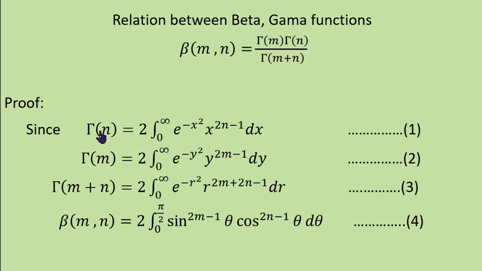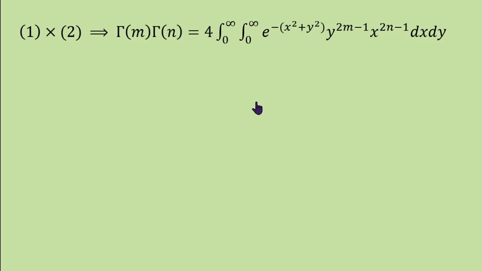Now first multiply equation 1 and 2. Gamma m into gamma n. 2 into 2 is 4 times the double integral from 0 to infinity of e power minus x square into e power minus y square, which is e power minus x square plus y square, y power 2m minus 1 x power 2n minus 1 dx dy.